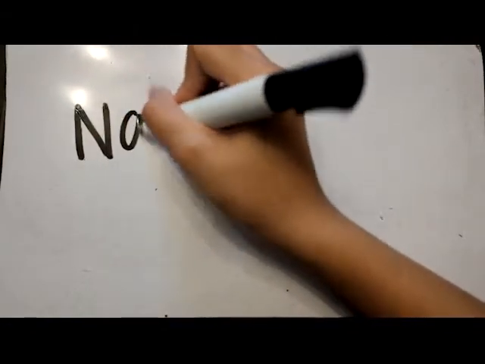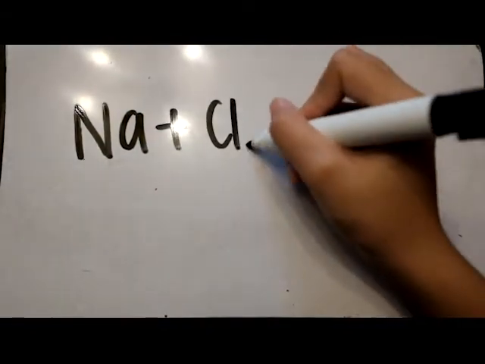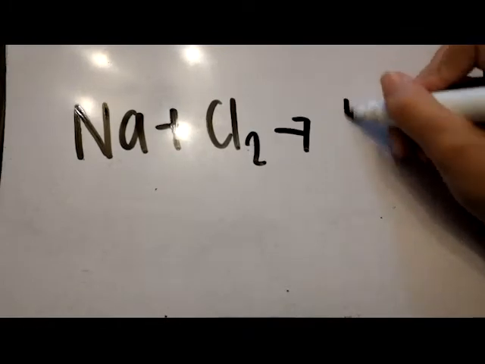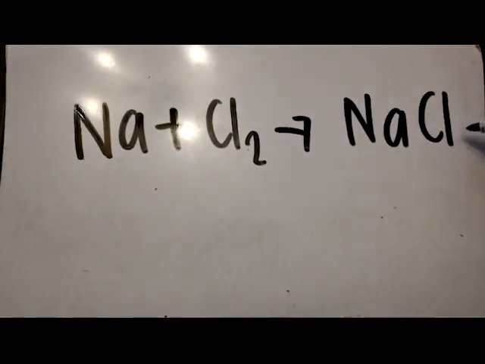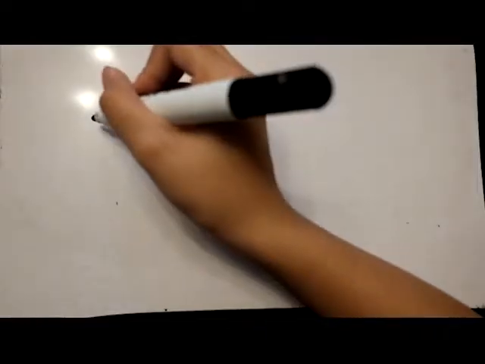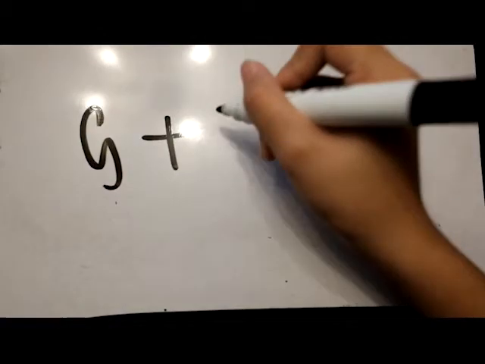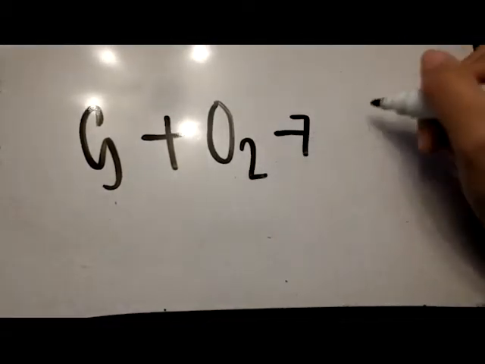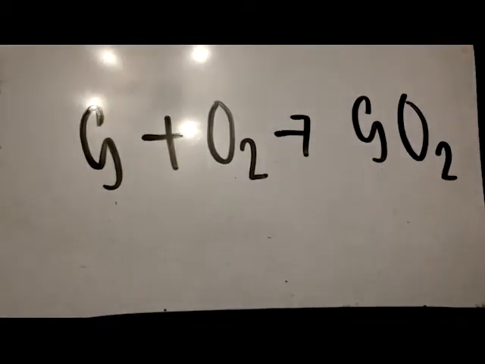sodium combined with chlorine gas to form sodium chloride. And to balance the equation, the second case, we have non-metal plus oxygen is equal to non-metal oxide. For example, sulfur combined with oxygen gas to form sulfur dioxide. This equation is already balanced.